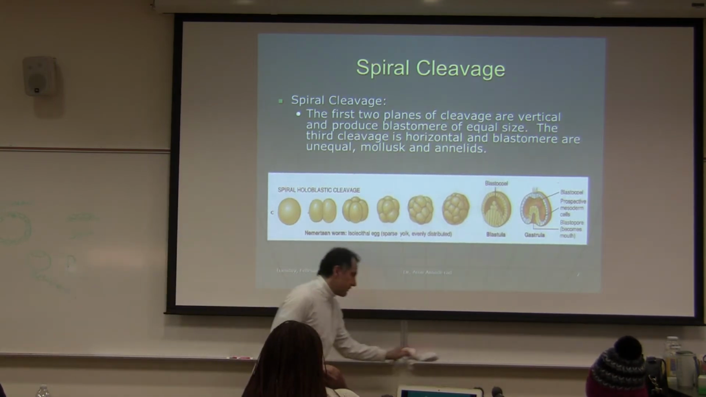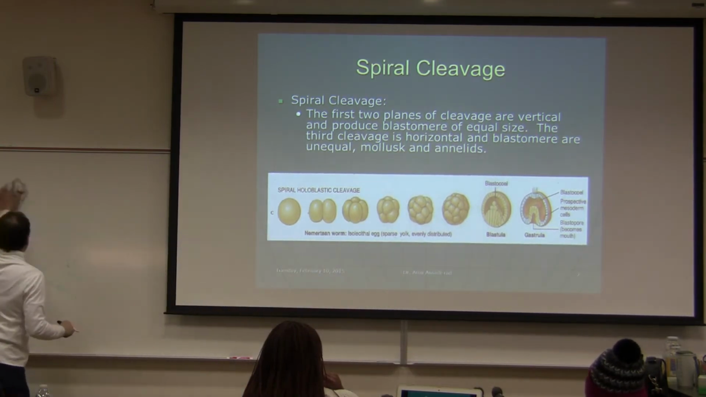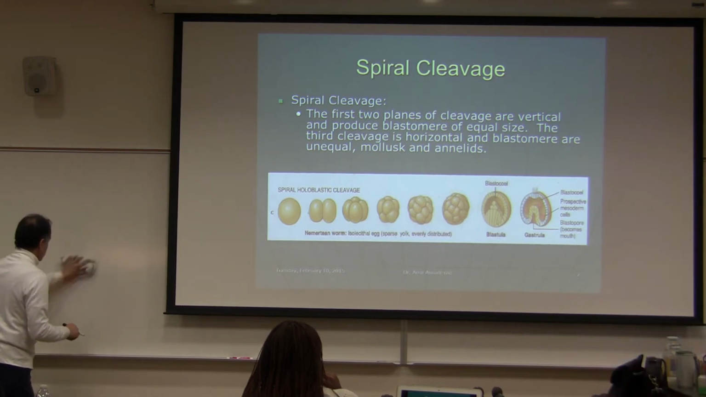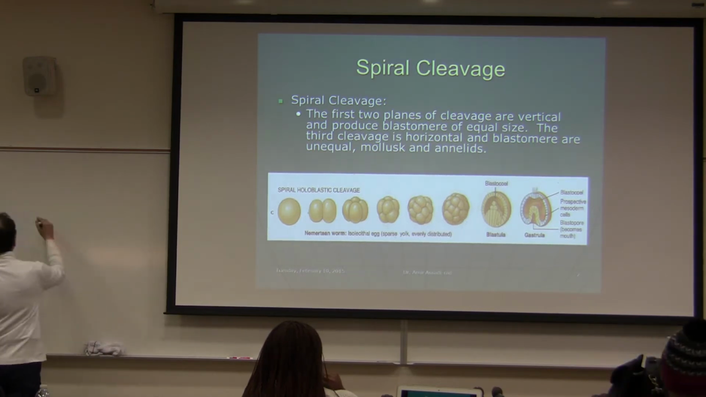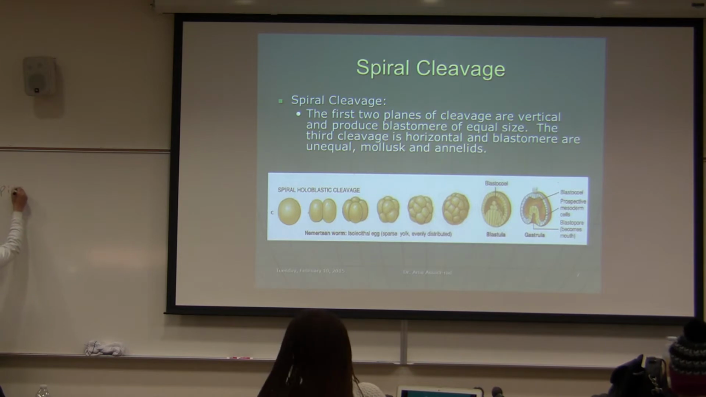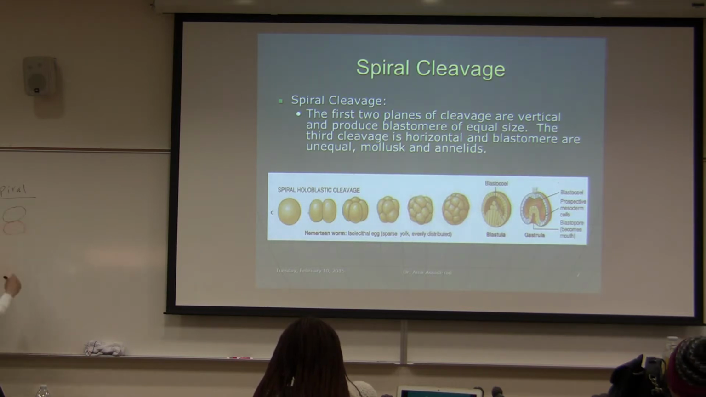If you look at my diagram, this is spiral. What does it say? Spiral cleavage, the first 2 planes: you have a zygote, right, it divides, and the first planes of cleavage are vertical. I want to draw it just like this, here are vertical. You see what I'm saying?